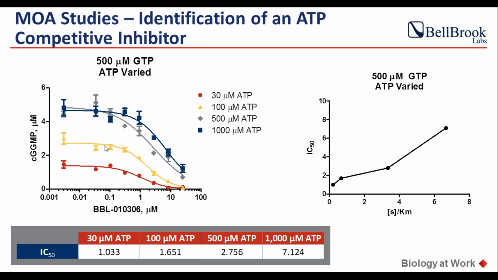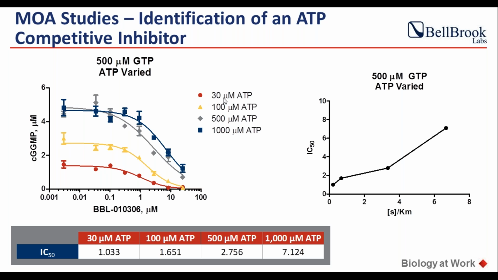So our standard condition is the one that's shown in yellow here with 100 micromolar ATP. But if you're trying to find out if your compound is competing with ATP, all you do is you vary your ATP. And you do not have to follow it exactly this way. There are so many different ways to do it. You can just run 100 and 1,000 or just 30 and 500.